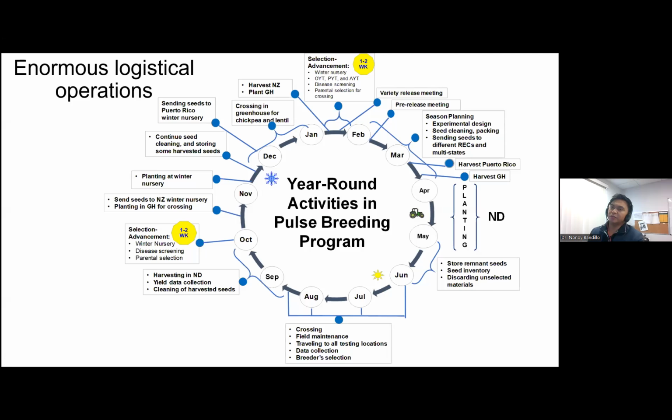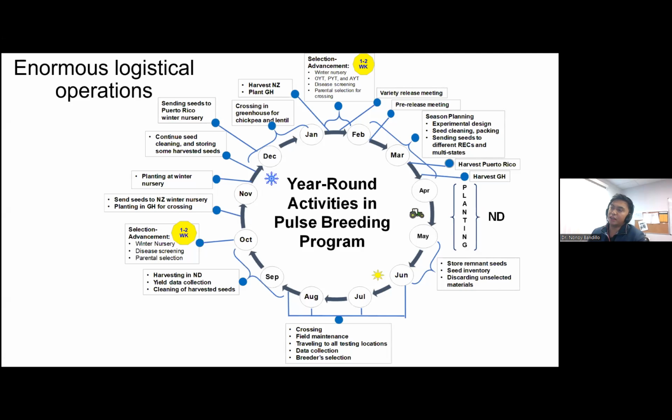And how about this? There are enormous logistical operations all year round. We are a small public breeding program, but we treat this as a small company. In every company, it comes with year-round activities, and you can see that here. For example, we are now at November. We just sent out our seed to the Winter Nursery in New Zealand.